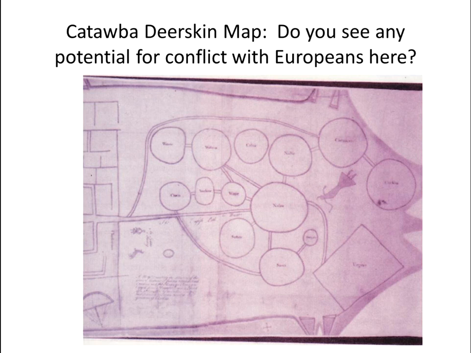This is the Catawba deerskin map. And as we know, a lot of the natives were decimated by disease when the Europeans came over. And so what happened is they created this organizational chart, basically, and created new tribes and also new ways that they were going to use the land. That's the important word, use the land.